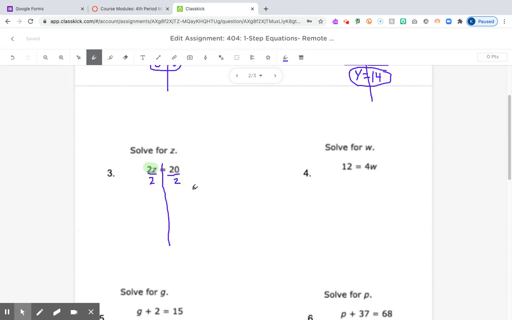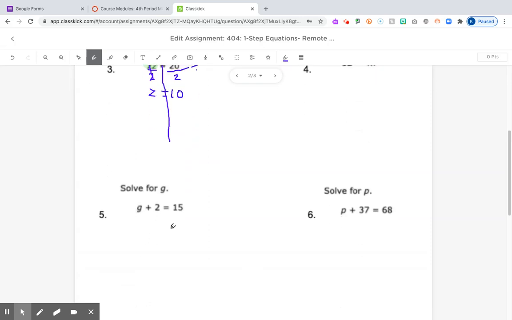Okay. 2 over 2, well, that cancels. We're left with z is equal to, and 20 divided by 2 is 10. Okay, remember this is a fraction bar. Remember that means divide. I'm going to write that out to the side as a note for you all. That means to divide. You have to do number 4. I did number 3. You can use it for help. Then you have to do 5 and 6.